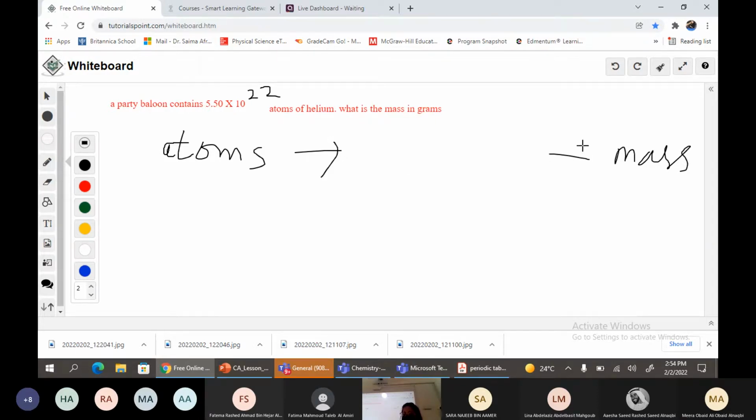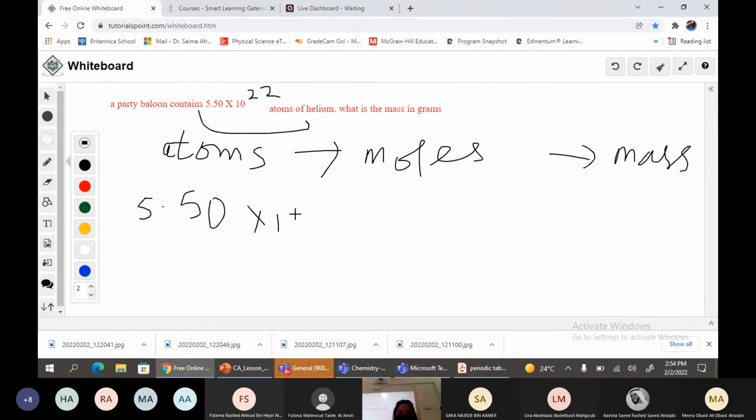Say louder, please. I need to convert into moles first the same way. But in the first question, we had mass and we converted into atoms. Now we have atoms and we are converting into mass. The same method you will apply. What do you have in the question? You put it on the left side. You put 5.50 times 10 to the power 22 atoms of helium.